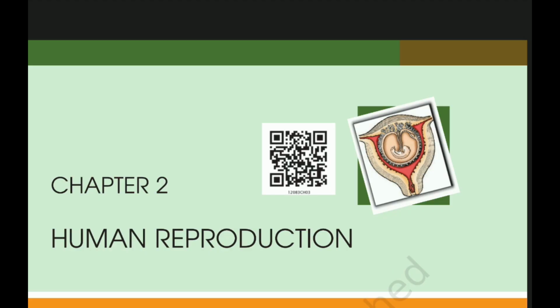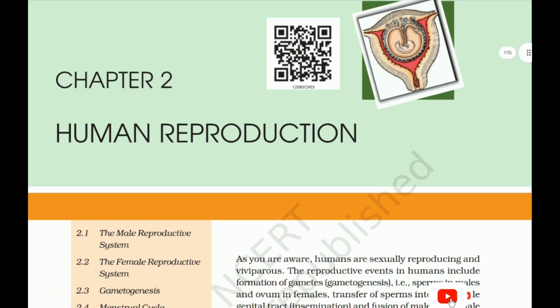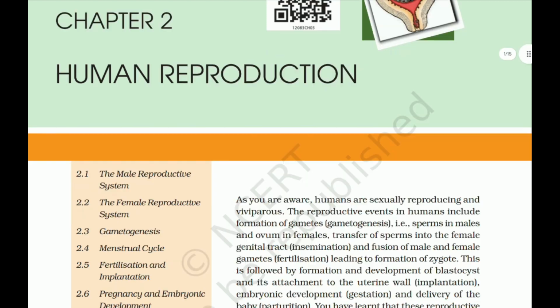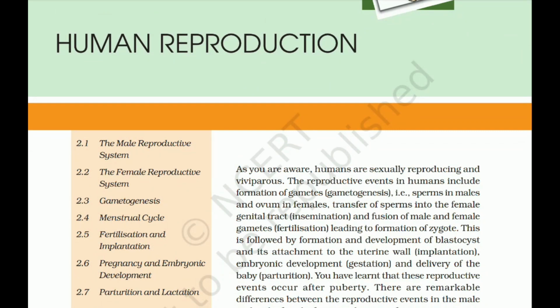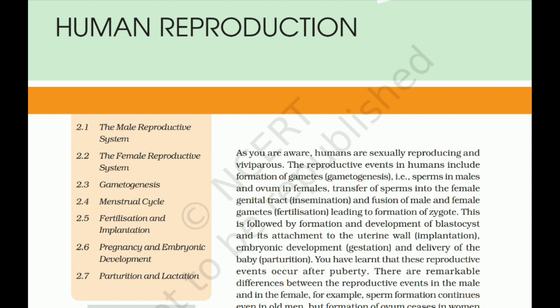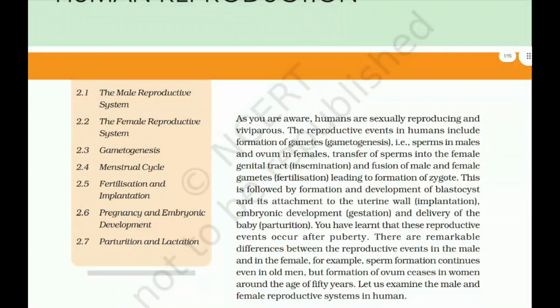Chapter 2 Human Reproduction. 2.1 The Male Reproductive System. 2.2 The Female Reproductive System. 2.3 Gametogenesis. 2.4 Menstrual Cycle. 2.5 Fertilization and Implantation. 2.6 Pregnancy and Embryonic Development. 2.7 Parturition and Lactation. As you are aware, humans are sexually reproducing and viviparous.